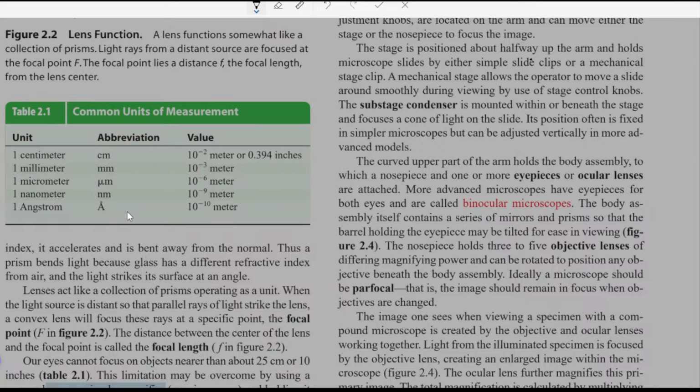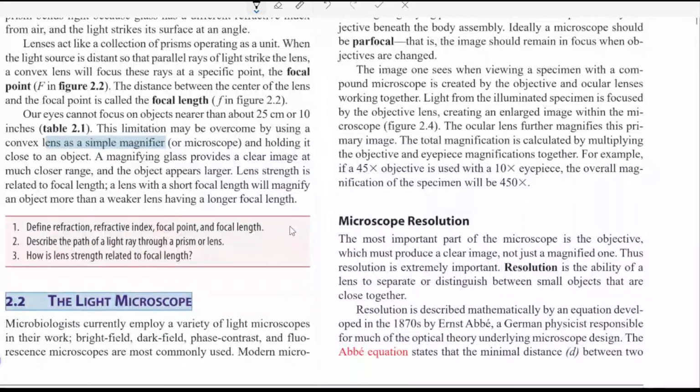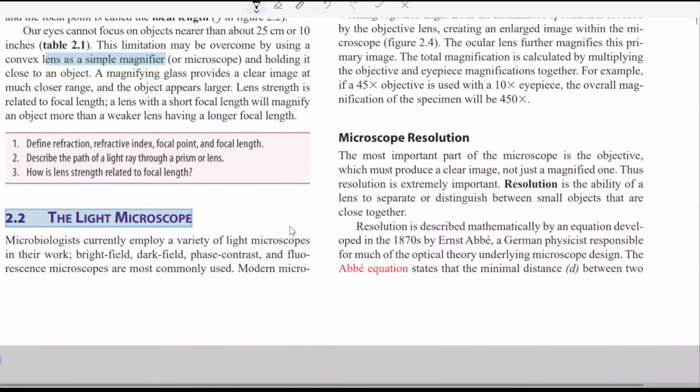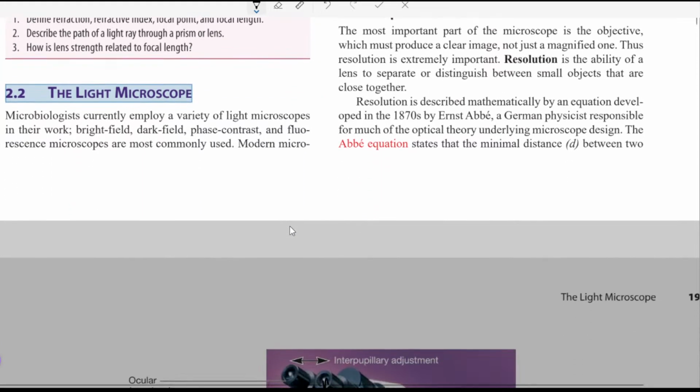These are prefixes, right? The centi, milli, micro, nano, because I memorized it when I was in 10th. You guys might have done as well. Who knows? So not might have, you should have, because in the exams that comes. So this is the light microscope.